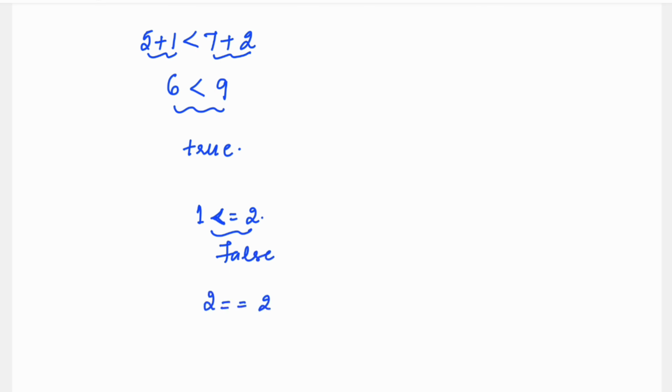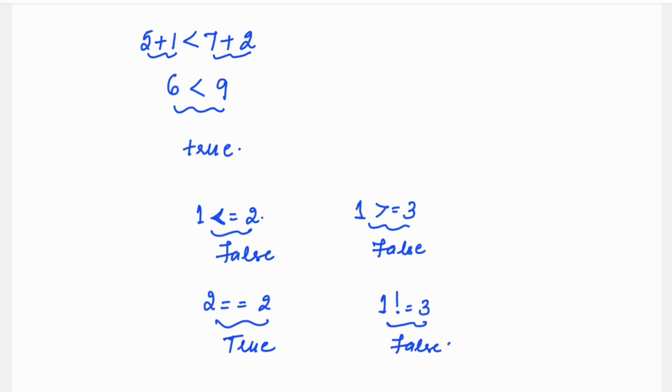2 equal to 2, this is true. 1 greater than or equal to 3, 1 is neither greater nor equal, so it is false. 1 not equal to 3, false. Then this one, 1 not equal to 1, this is what? False. So these are the different examples wherein I just wanted to tell you the result in terms of true or false. So this is all about the different relational operators in C.